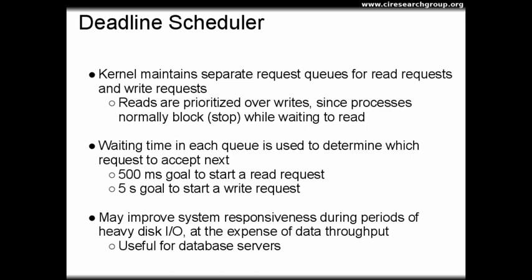The waiting time in each queue with the deadline scheduler is used to determine which request will be scheduled next. A 500 millisecond time is the goal for a read request. This is the time it would take to start the request, with a 5-second goal to start a write request. This scheduler may improve system responsiveness during periods of heavy disk I/O at the expense of data throughput, since each request has a deadline and the longer a request has been waiting, the sooner it will be scheduled.